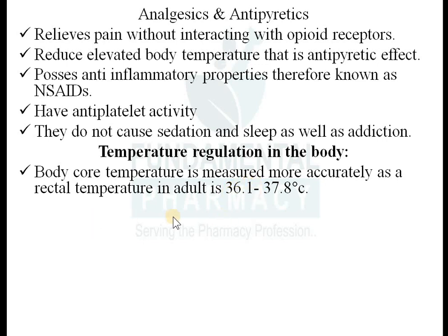measured more accurately by rectal temperature. Most of the time your body temperature is measured by underarm temperature or mouth temperature, but that is not the most accurate. The most accurate body temperature can be measured by rectal temperature. They will insert a thermometer in your rectum, and that will give the most accurate temperature of your body, and it will be around 36.1 to 37.8. That will be your normal body temperature. Actually it is an average. It can vary with the individual and depending upon conditions like environment.